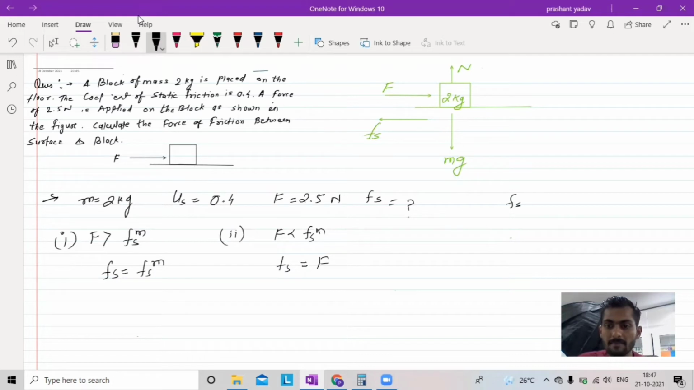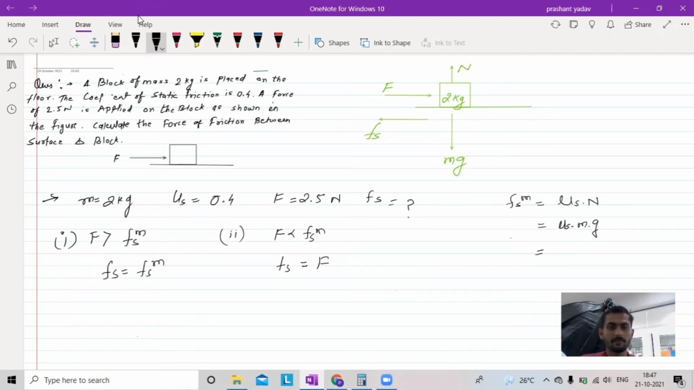The value of Fsm is given as mu s into N, where, as you can see in the free body diagram, normal is the force that is acting in the upward direction, and the weight, that is mg, is acting in the vertically downward direction. So they will balance each other. Hence the value of normal force will be equal to the mass into g, that is weight. So mu s multiplied by m into g.